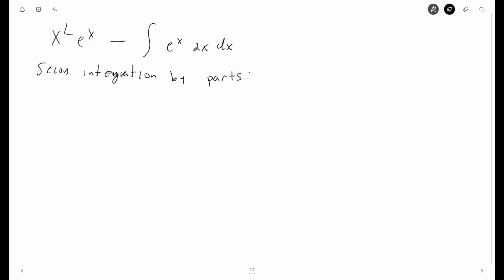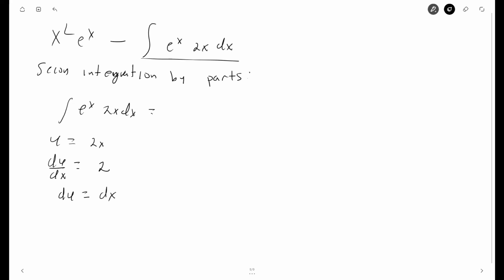So we're going to do the integral of e to the x 2x dx. Okay, we'll let u equal 2x. Then du/dx is equal to 2, which means that du is equal to 2 dx. Then we let dv equal e to the x, and we say that v is equal to e to the x.